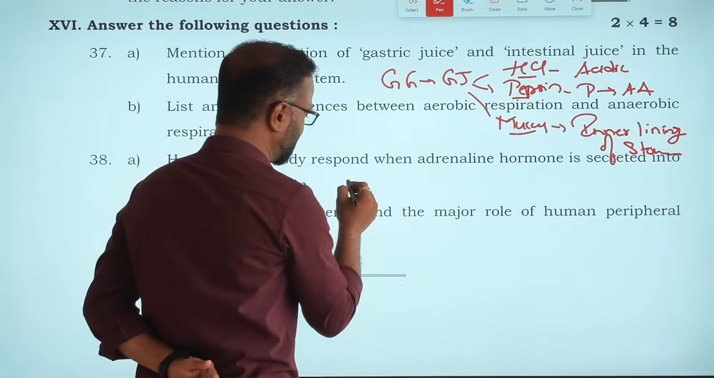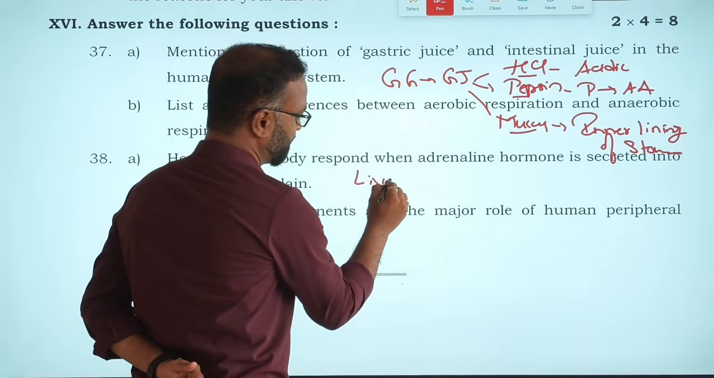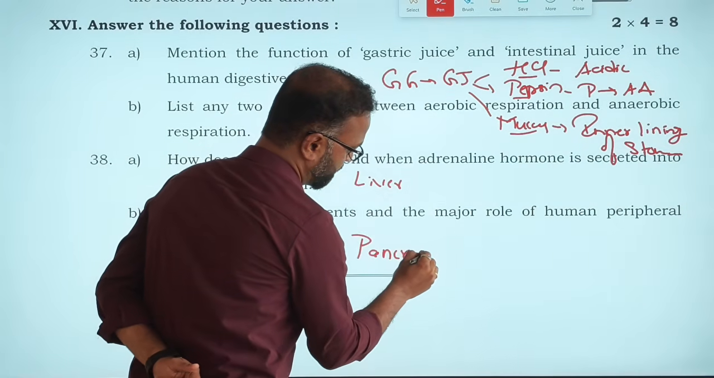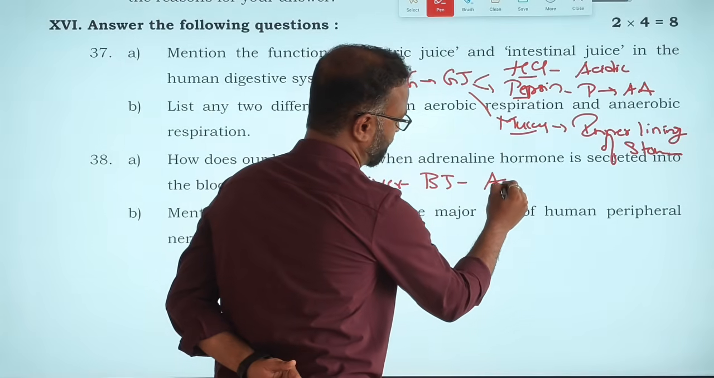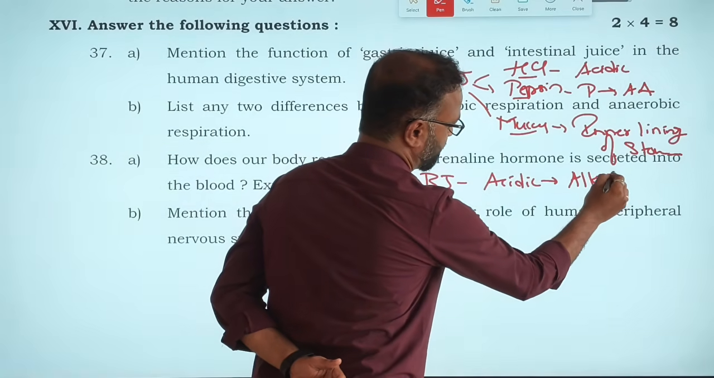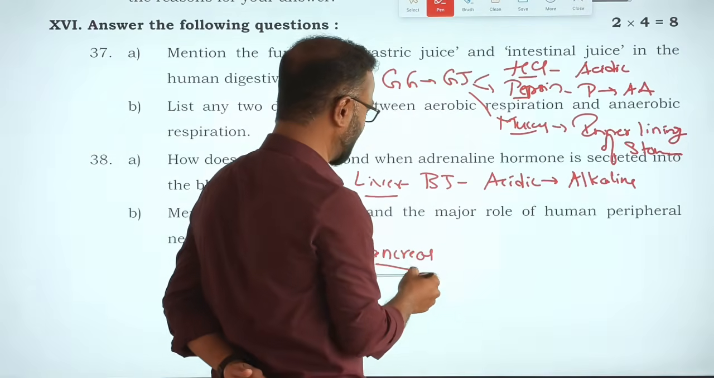Then when it comes to the small intestine, it receives the secretion from the liver and pancreas. The liver will secrete the bile juice, which will convert the acidic food into alkaline, and bile salts will break down the large fat globules into small fat globules.